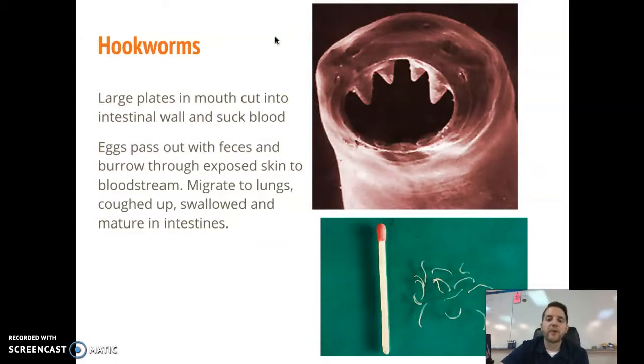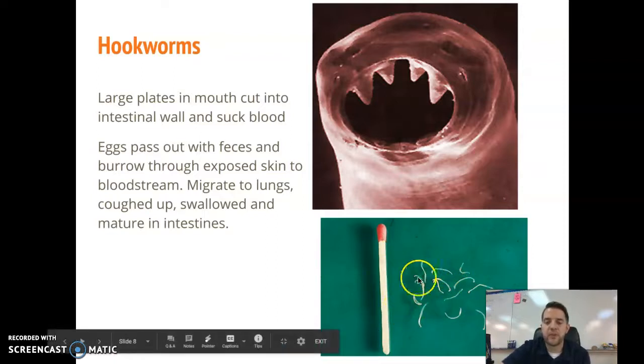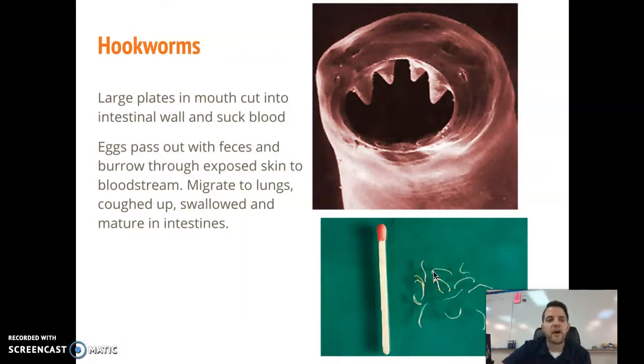Hookworms have large plates around their mouth that they use to grab onto the intestinal wall and suck blood. They are very, very small. Nematodes primarily are really small. This is a matchstick, and you can see that the nematodes are pretty small comparatively. They live in the intestines of humans and other animals. And again, the eggs pass out with the feces. If you get near hookworms, like in a contaminated body of water, they can actually pass through the skin, get into the bloodstream, and then make their way to the intestines. They can also get into the lungs, so they're not great.